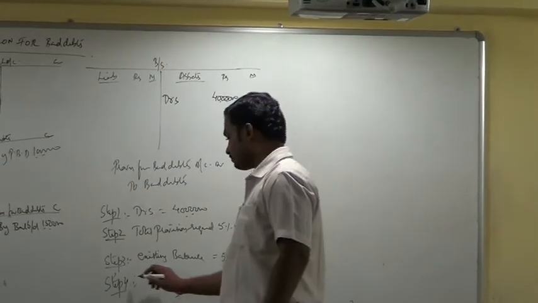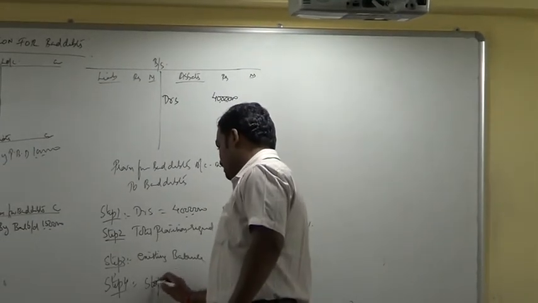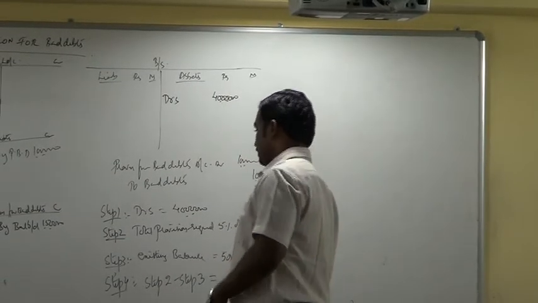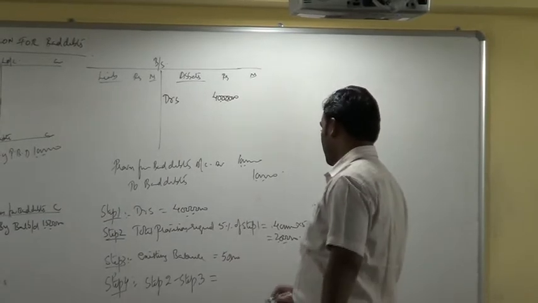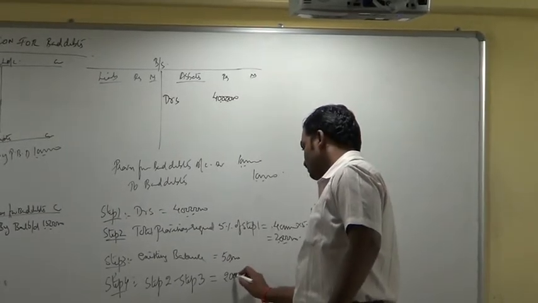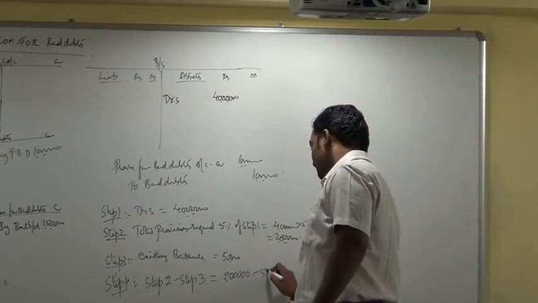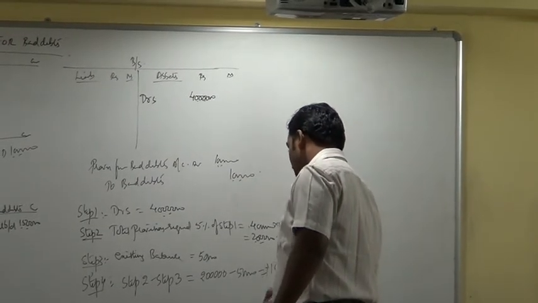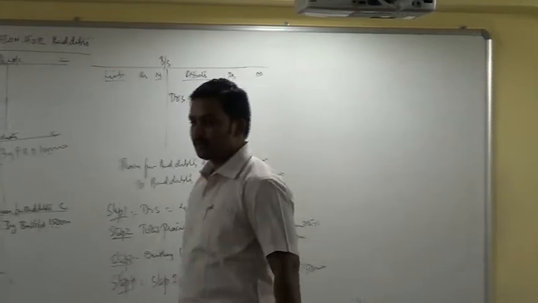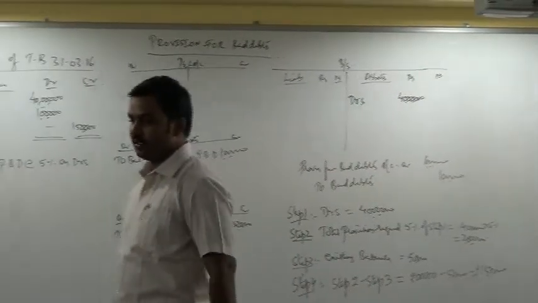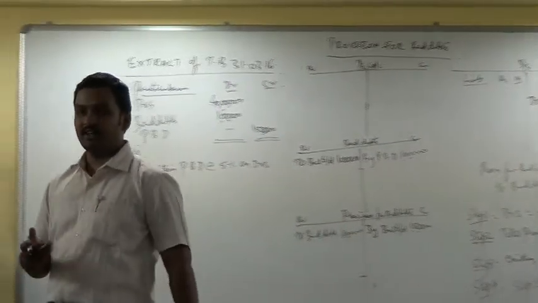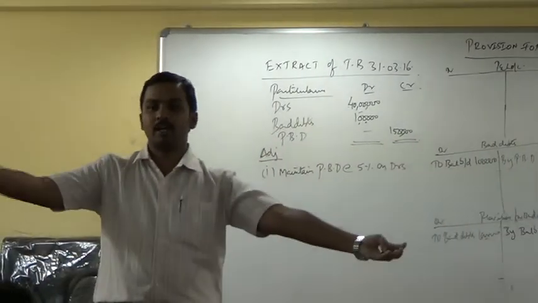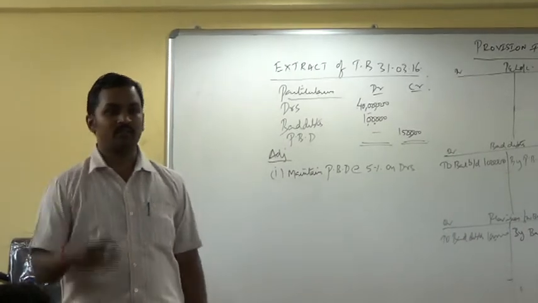Step 4 is step 2 minus step 3. 2 lakh minus 50,000 is 1 lakh 50,000. Again positive. It is positive 1 lakh 50,000. What did I tell you? If it is positive, we have to add it to provision and subtract from the P&L account. So we have to pass an entry.